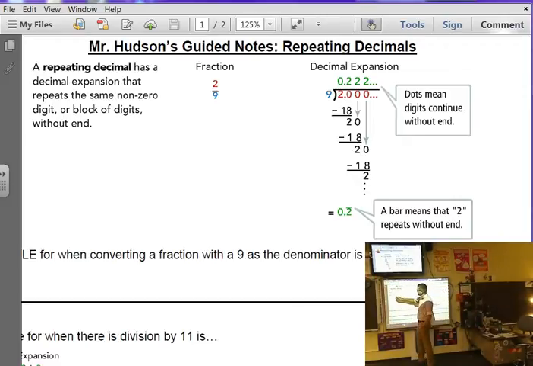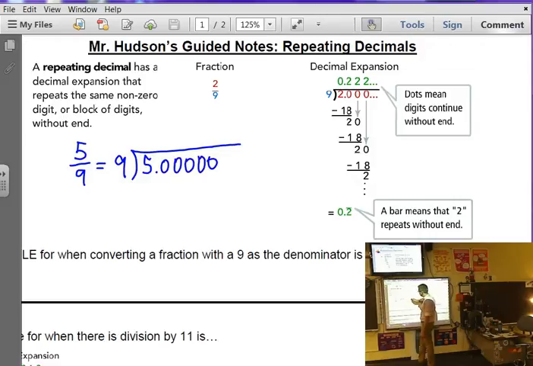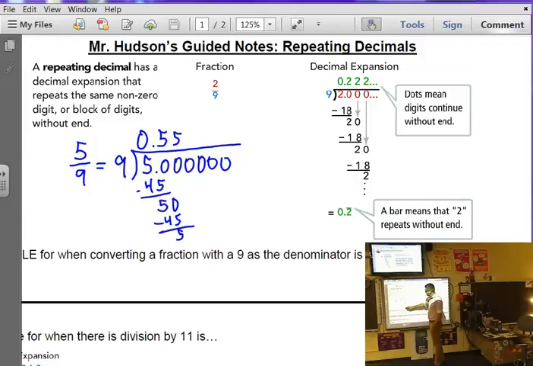Now if I do, let's say, 5 divided by 9, write this out over here. Same thing. How many times does 9 fit into 5? None. Let's do 50, 45. What do you think? 0.55555555. Okay.